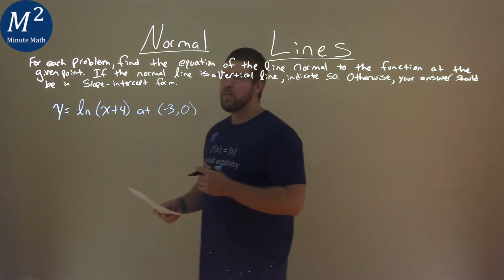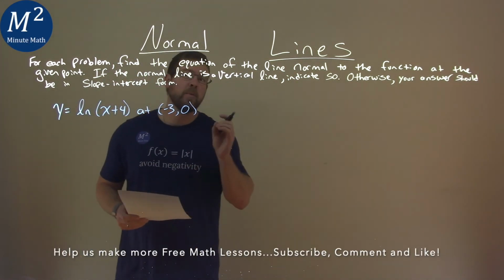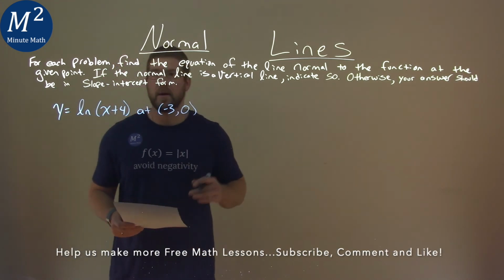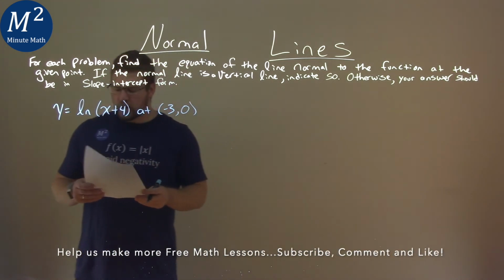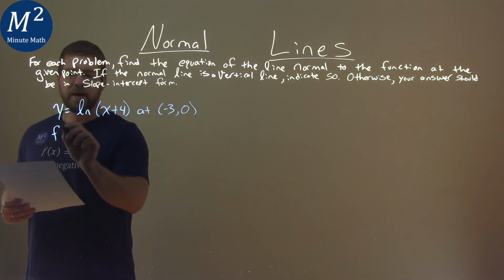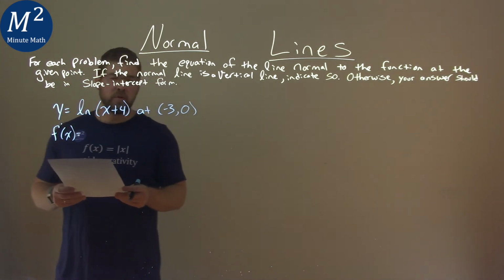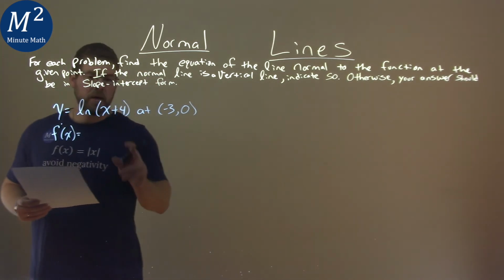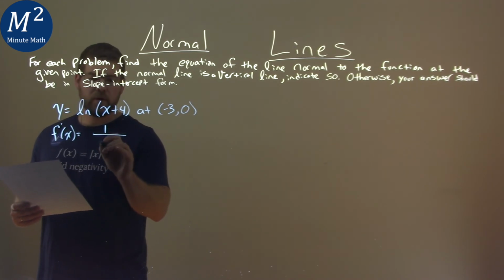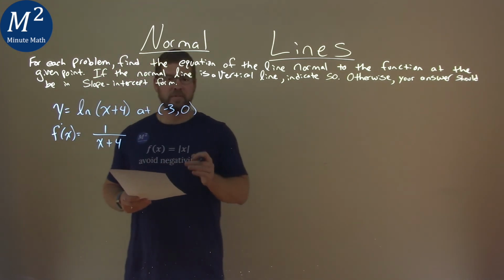We're given this problem right here. y equals the natural log of x plus 4, and we want to find the equation of the line normal to this function at (-3, 0). Well, first thing is I want to go find the derivative of my function. Let's call it f prime of x. And the derivative of natural log of u is u prime over u. Well, the derivative of the inside, x plus 4, is just a 1, and we put it over x plus 4 here. Pretty easy derivative.